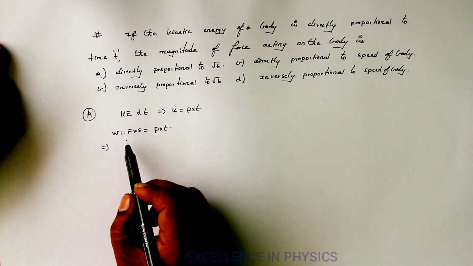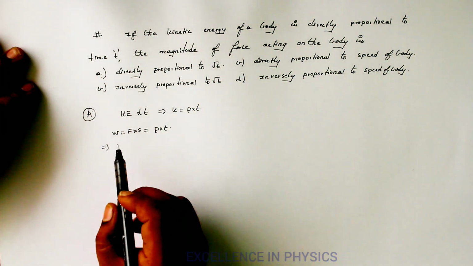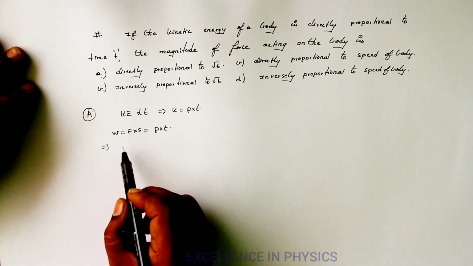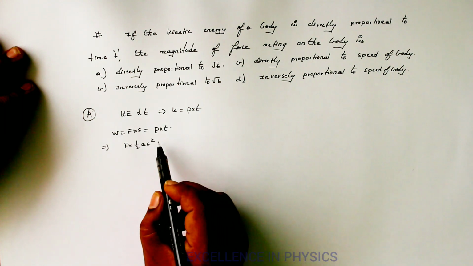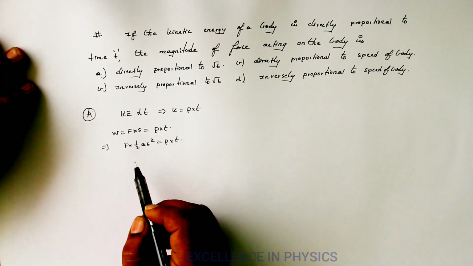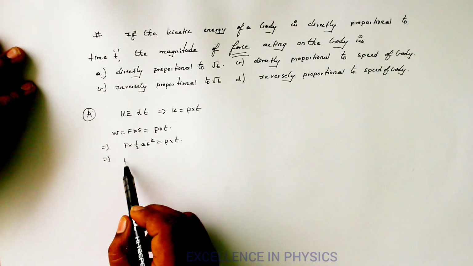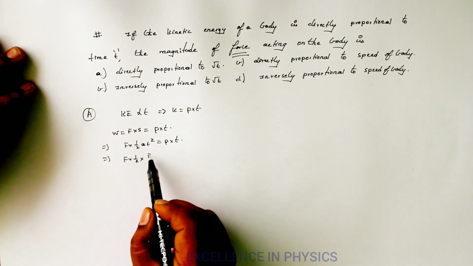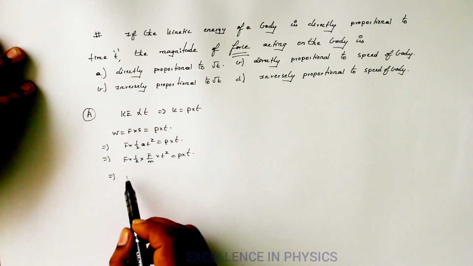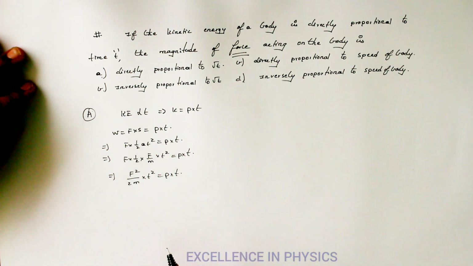So force into displacement can be written as P into t. Then displacement I can write as half a t square. So force into half a t square is equal to P into t in this condition. Again a can be written as F by m, because I am supposed to find the relation between force and these required values only. So I will write F into half into, instead of acceleration, F by m into t square is equal to P into t. So what I got is F square divided by 2m into t square is equal to P into t. So this is the relation which I got.